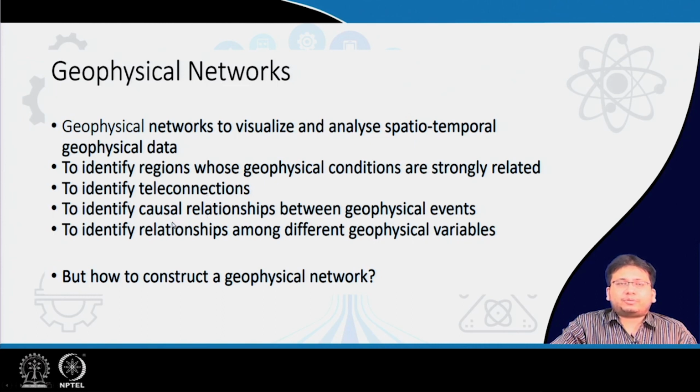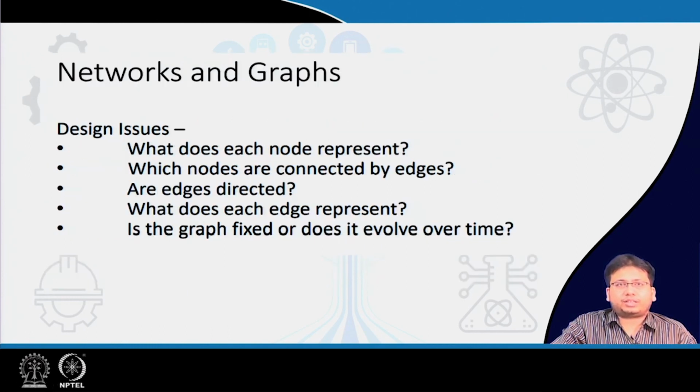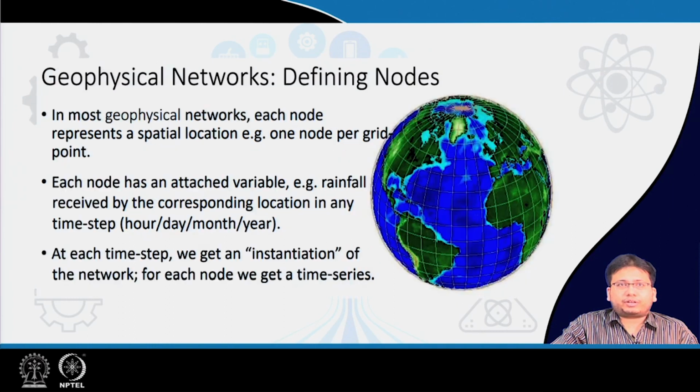There are other possible usages like causal relationships between geophysical variables and so on. But the first question of course is, how do we construct such a geophysical network? I mean, what are the nodes and what are the edges? So these are of course some of the design issues of networks.